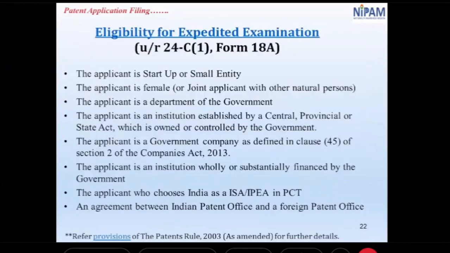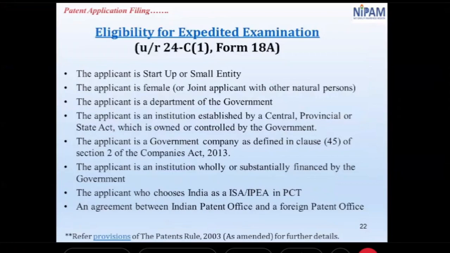There is an eligibility for expedited examination. What people normally think is that patenting is very litigated work, and sometimes it takes more than 4 to 5 years, or sometimes 8 years, to get a patent. But nowadays the scenario has completely changed. The fees have been reduced by 80%, and the time span is also reduced by around 80 to 90%.